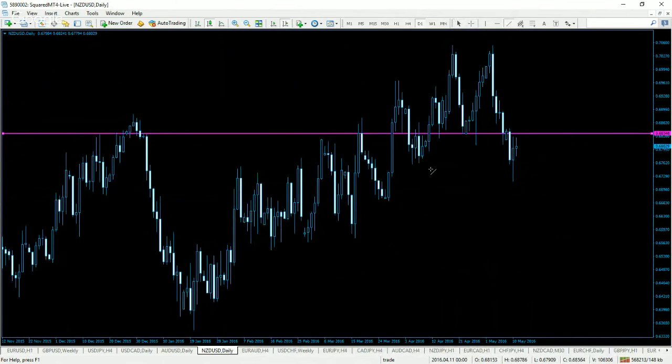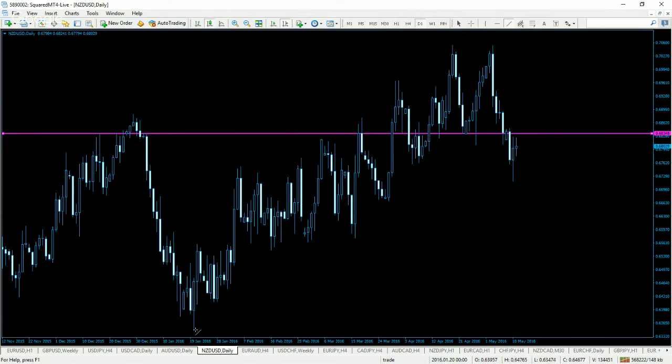RBNZ were out last night with their financial stability report saying that risks to the New Zealand economy have increased over the last 6 months. This obviously opens the door for potential further easing. So again, mild dollar positive bias, strong bearish Kiwi bias.